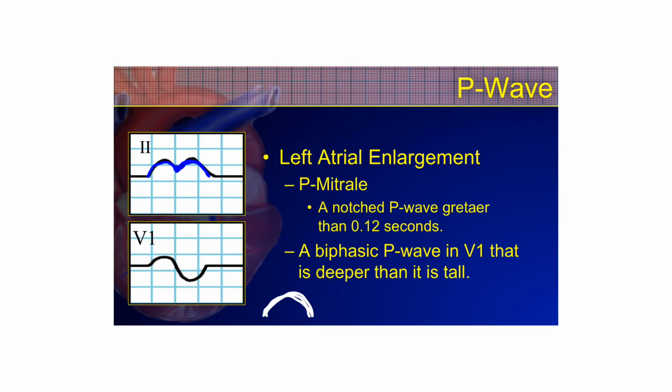And what you're seeing is the right atrium depolarize and then the left atrium depolarize, because the thickening of the left atrium causes it to take a little bit longer to depolarize. So now you're going to see separation. And in V1, you might see a biphasic P wave that is deeper than it is tall. It's common to see biphasic P waves in V1, but usually they're not too deep. But if they start to get pretty deep, that means that you've got strong vectors in the left atrium pulling it over from the enlargement of the left atrium.